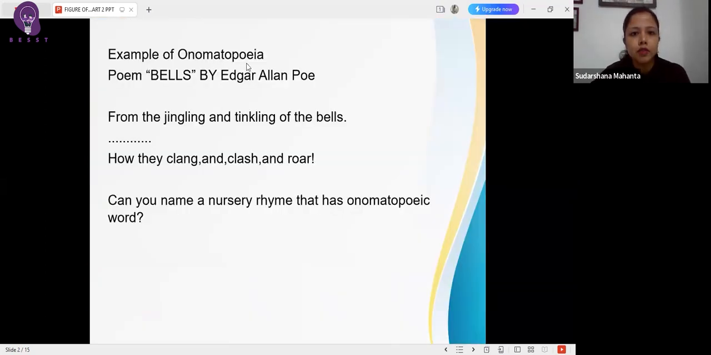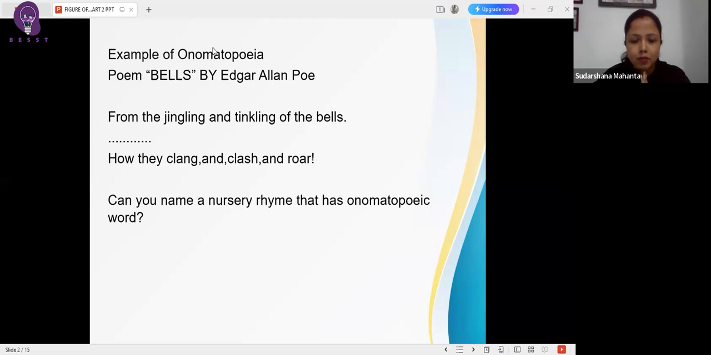You see an example of onomatopoeia from a poem by Edgar Allan Poe. He has used it in his poem Bells. Okay, can you tell which are the words here which are making sound? From the jingling and tingling of the bells, how they clang and clash and roar. If you're asked to find the onomatopoeic words here, which are the words? Can you tell me? Jingling, tingling, yes.